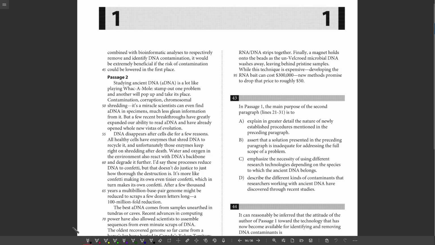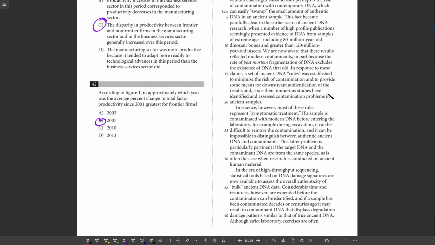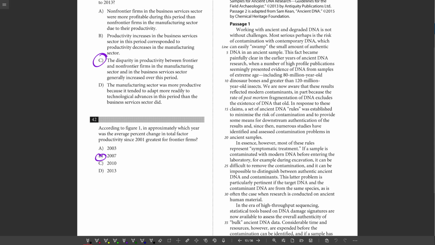Number 43, what's the main purpose of the second paragraph? So we go to 21 to 31. The previous paragraph introduces this idea of contamination of ancient DNA. And there are rules or methods by which you can try to, as they say in line 16, minimize the risk of contamination. So what does the next paragraph do?